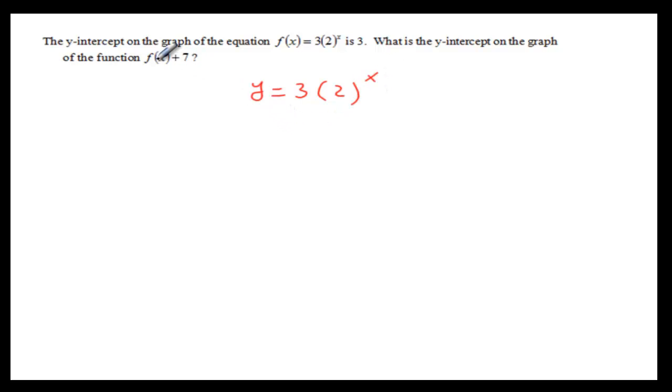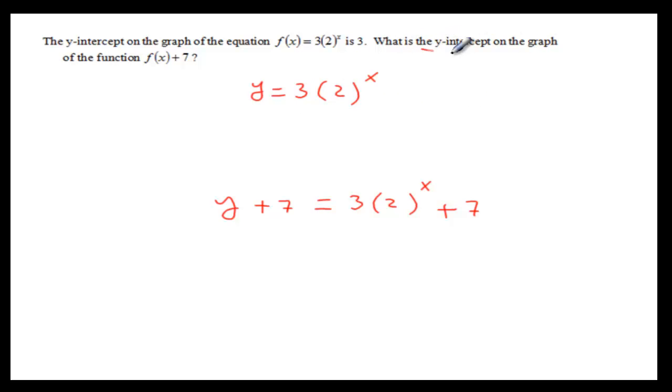All right, and now we need to find y plus 7. So basically what you do is that you add 7 to both sides, so that's going to be 3 times 2 to the power of x plus 7. All right, this one is very much the same as this one. What we did is just add 7 to both sides, and we do this all the time.